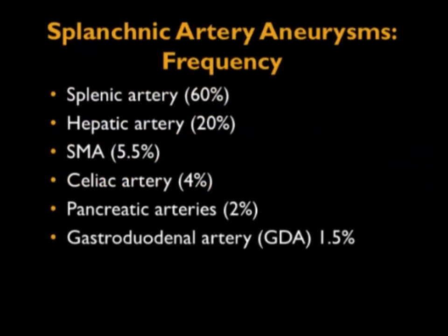I mentioned a few moments ago some of the magic numbers. Splenic artery 60% and hepatic artery 20%. GDA aneurysms are at the bottom of the list, 1.5%. But if you told me a patient was post-Whipple's procedure and was bleeding, I would tell you it's a GDA aneurysm or pseudoaneurysm as the most likely thing. So again, certain conditions will change those numbers.